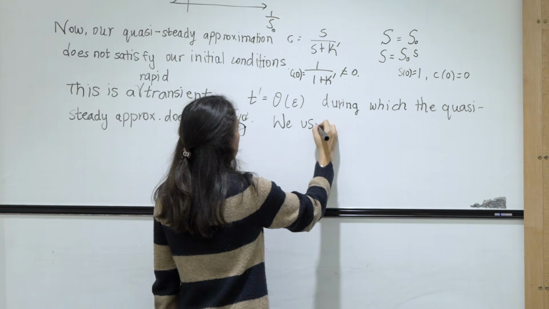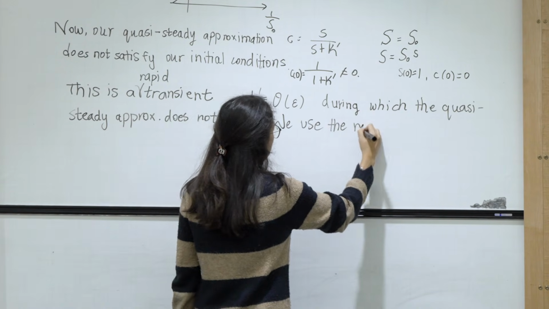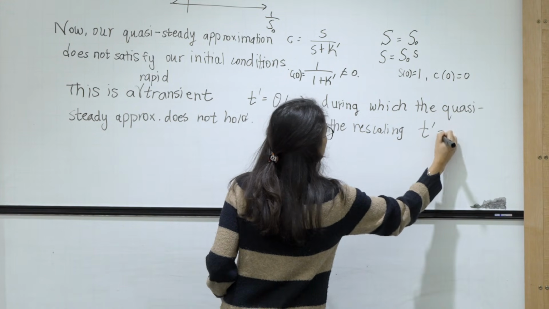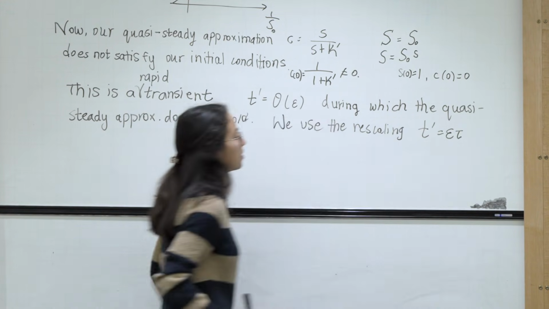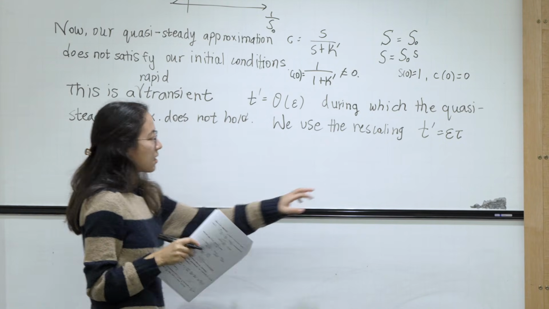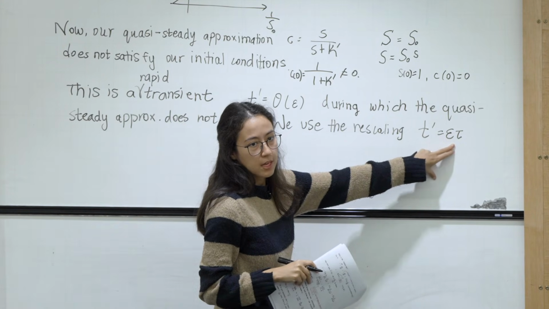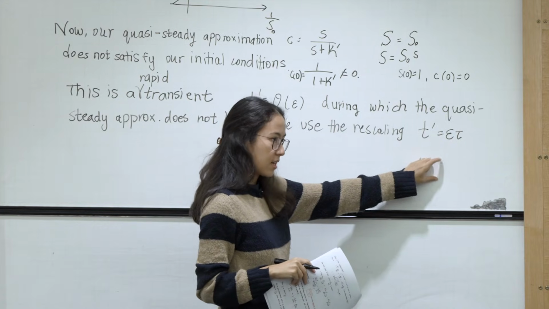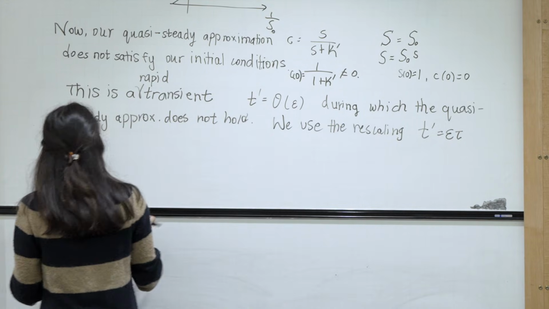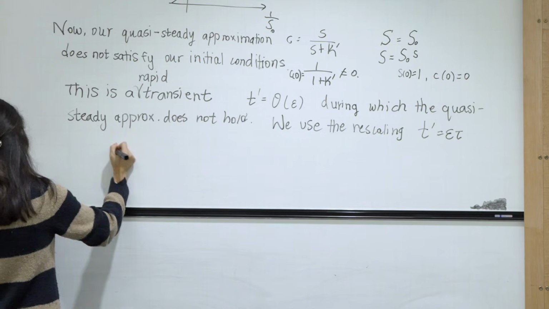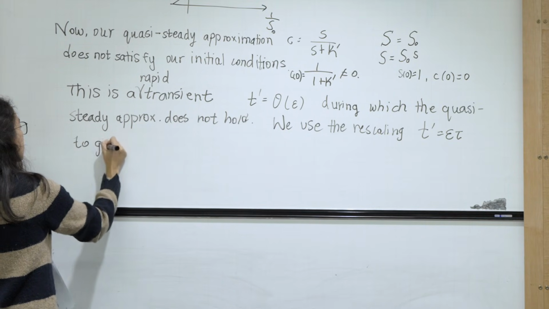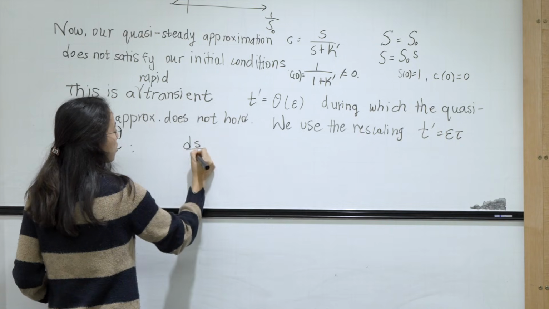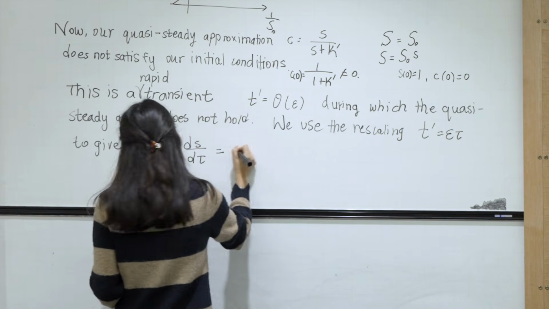We use the rescaling given by this. Now this tau is a new variable that I will substitute into the equations that I derived last time for the concentrations C and S. We had two ODEs, if you remember. If I plug them into the ODEs from last time, I will obtain the following. This is just a change of variables. You can show it very easily.